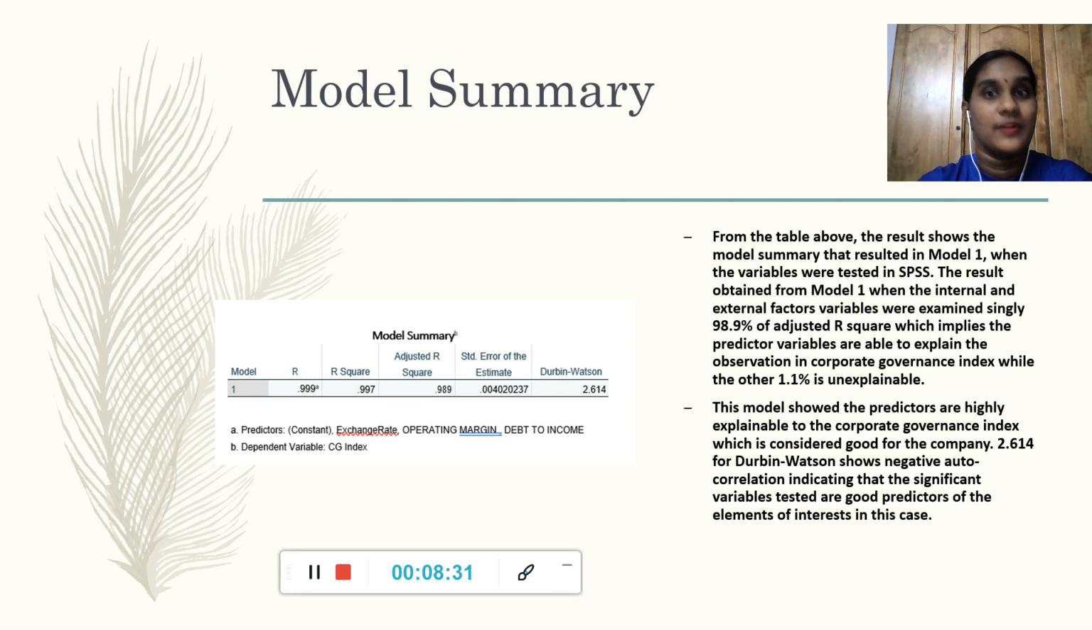other 1.1% is unexplainable. So this model showed the predictors are highly explainable to the corporate governance index, which is considered good for the company, and the 2.614 Durbin-Watson shows negative autocorrelation, indicating that the significant variables tested are good predictors of the elements of interest in this case.